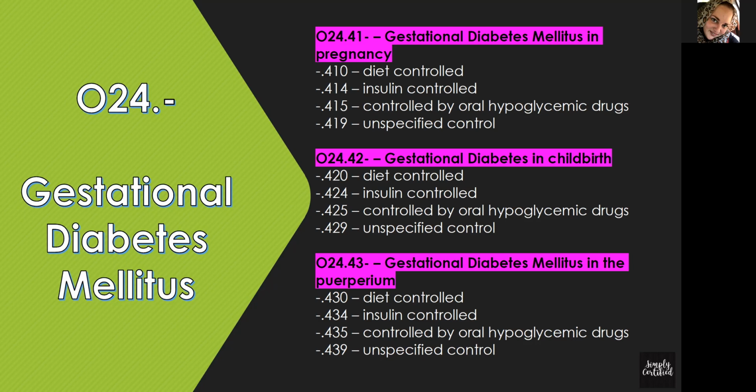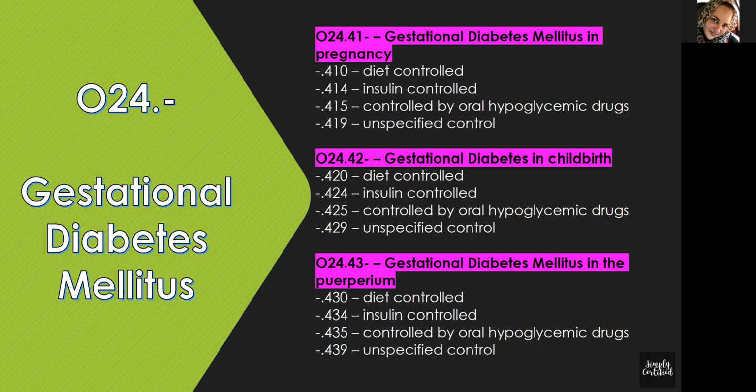So it's broken down by the stage in which the onset of the diabetes occurs, right? So if you're pregnant and you have gestational diabetes, it's going to code to O24.41. Now, underneath the description of the code, I broke it down a little further, and you can see a pattern here. So I put a dash, a dot, and 410. Well, that's the end of a code, right? So you can see that 0.410 is diet controlled. 0.414 is insulin controlled.